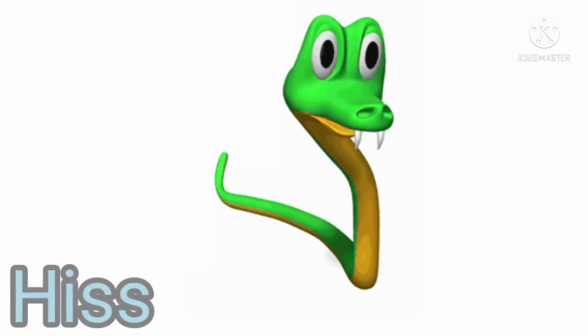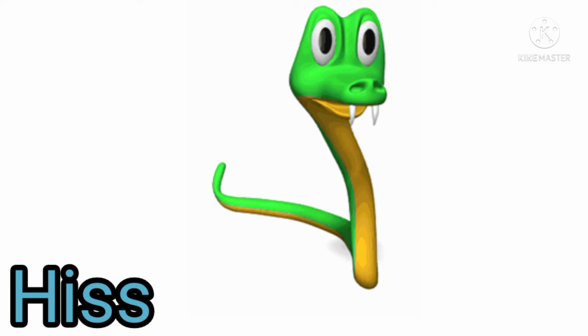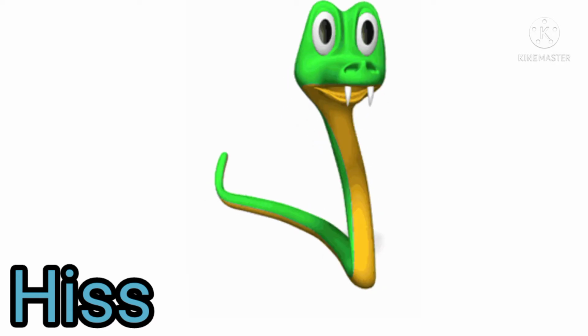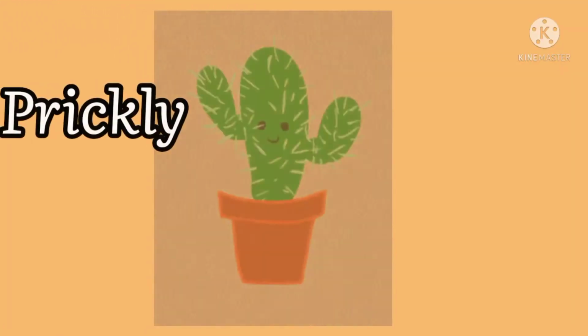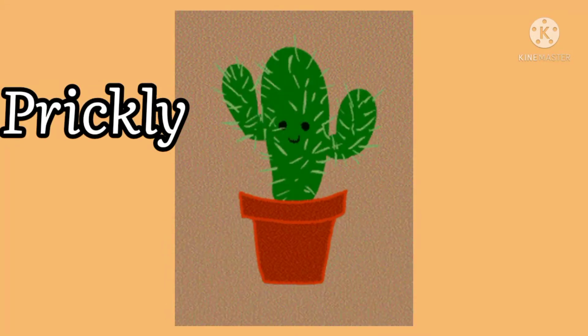Another word here is hiss. Hiss is the sound snakes make. Now let's hiss like a snake. Sss. Great job, kids. Another word here is prickly. We say something is prickly when it is sharp and pointed.